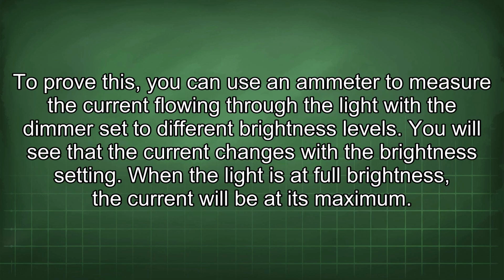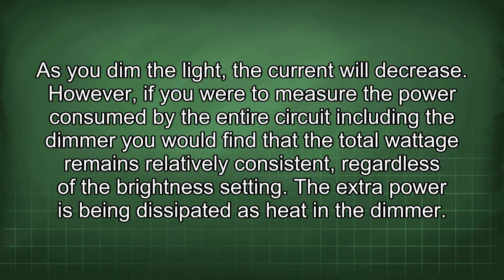To prove this, you can use an ammeter to measure the current flowing through the light with the dimmer set to different brightness levels. You will see that the current changes with the brightness setting. When the light is at full brightness, the current will be at its maximum. As you dim the light, the current will decrease. However, if you were to measure the power consumed by the entire circuit, including the dimmer, you would find that the total wattage remains relatively consistent regardless of the brightness setting. The extra power is being dissipated as heat in the dimmer.